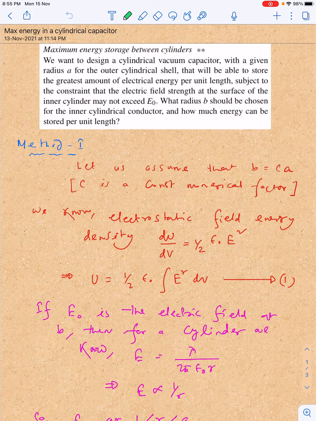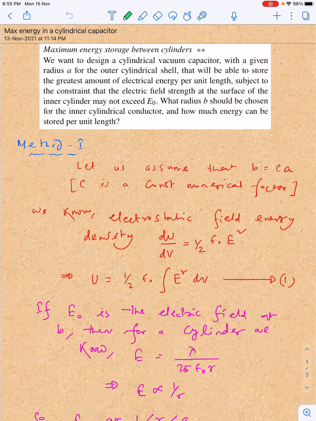That says we want to design a cylindrical vacuum capacitor with a given radius a for the outer cylindrical shell that will be able to store the greatest amount of electrical energy per unit length, subject to the constraint that the electric field strength at the surface of the inner cylinder may not exceed E naught. So what radius b should be chosen for the inner cylindrical conductor and how much energy can be stored per unit length? This is a very good question and it can be tackled with two methods.